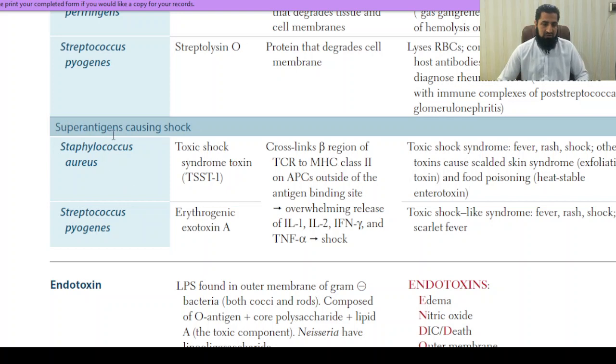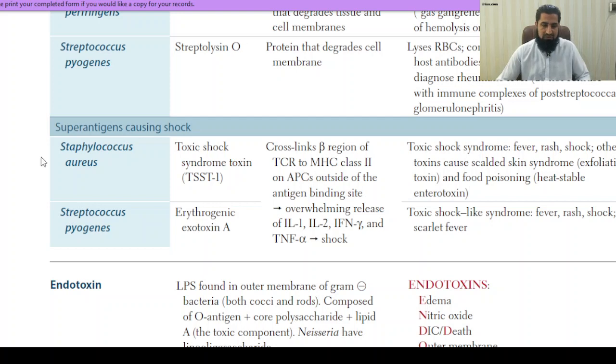Another thing is Staphylococcus aureus and Streptococcus pyogenes, these two are superantigenic, which causing shock. Staphylococcus aureus release toxic shock syndrome toxin TSST-1, while Streptococcus pyogenes secrete erythrogenic exotoxin A. These toxin cross-link beta regions of the T cell receptors and MHC class II, major histocompatibility complex class II, on antigen presenting cells outside of the antigen binding sites, which lead to overwhelming release of interleukin 1, 2, interferon gamma, and tumor necrosis factor alpha, which lead to shock.